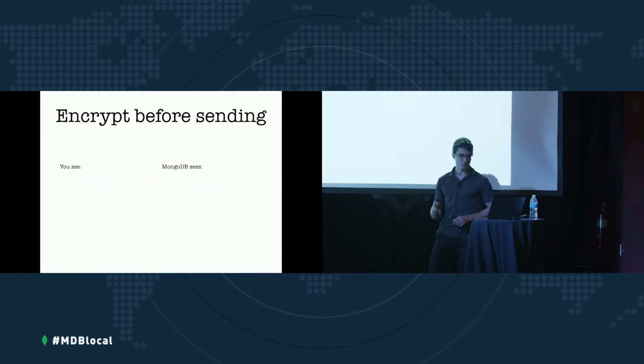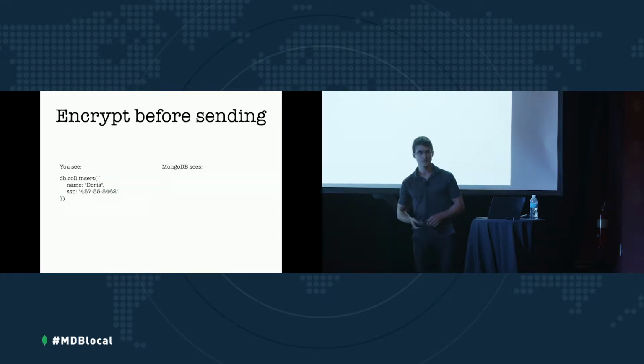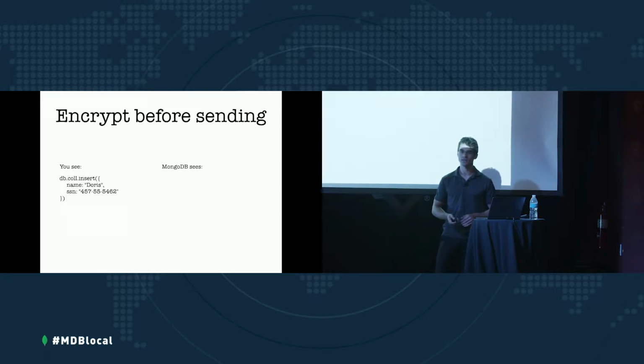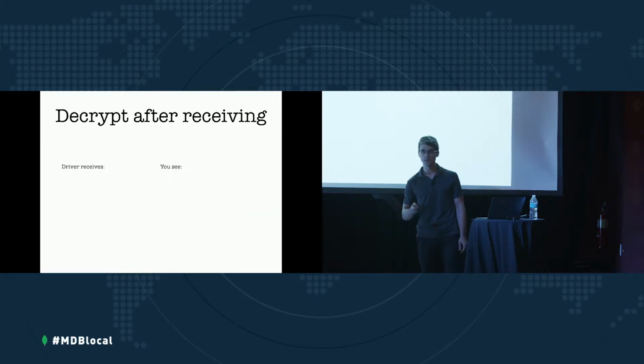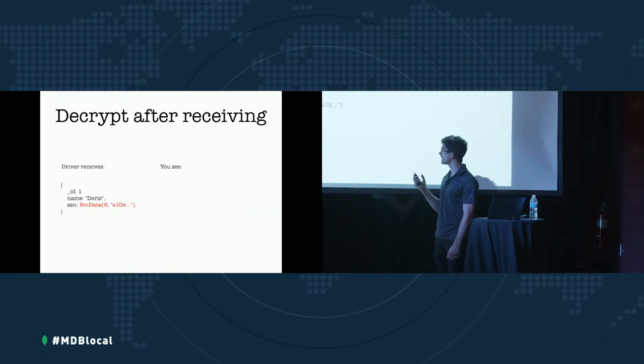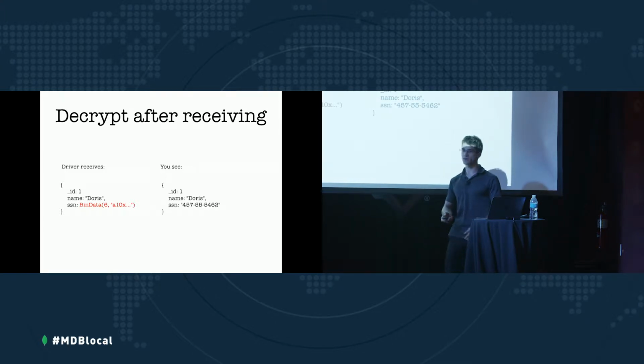So when you write code that looks like this, if you have client-side encryption enabled and you mark SSN as a sensitive field, the driver, your MongoDB 4.2 driver, will automatically encrypt the value of SSN before sending it to the server. And on the flip side, whenever the driver receives a document containing that encrypted ciphertext, it will automatically decrypt it and return it to you as you inserted it.